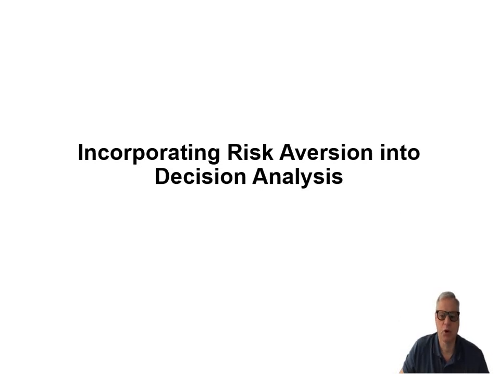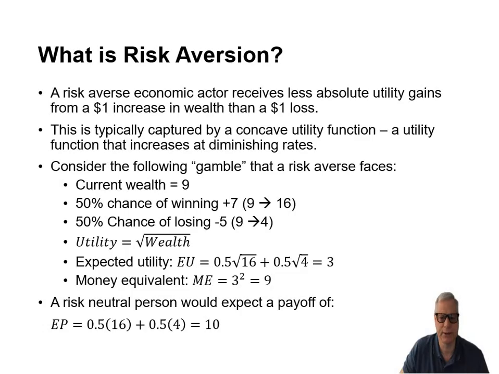Okay, let's now incorporate risk aversion into decision analysis, and let's also illustrate the difference to risk neutrality. So what is risk aversion? A risk-averse economic actor receives less absolute utility gains from a $1 increase in wealth than a $1 loss. And this is typically captured by a concave utility function, which is a utility function that increases at diminishing rates.